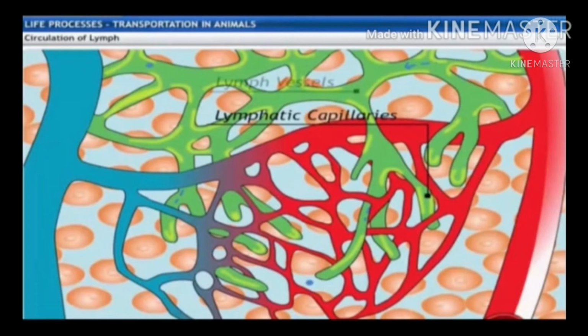So what is the lymph doing? Lymph carries digested and absorbed fat from the intestine and drains excess fluid from the extracellular space back into the blood. See children, lymph is a fluid which is formed from the blood and reabsorbed into the blood itself.